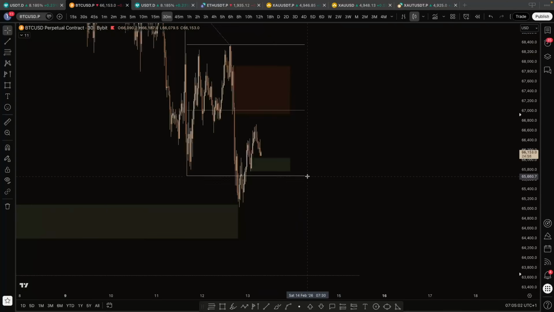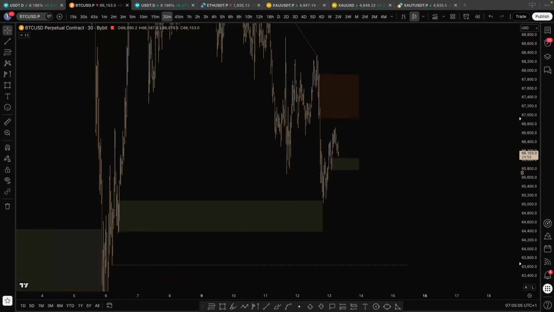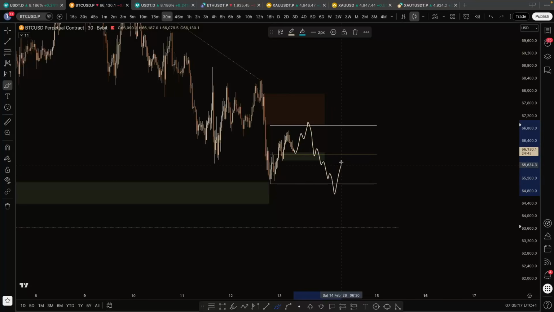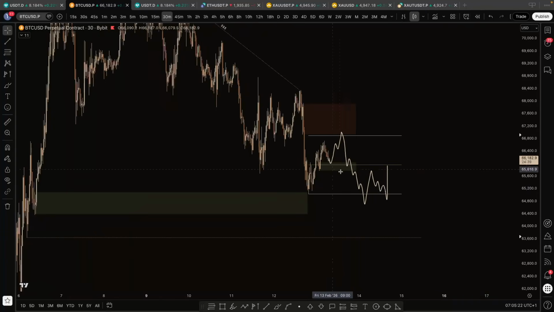If we go lower, then it would be cleaner to create a range like this. This will be my preferred scenario, to create a range like this and accumulate right here. That will be way cleaner. So this will be a way cleaner starting point of my range. So this is what I like more.